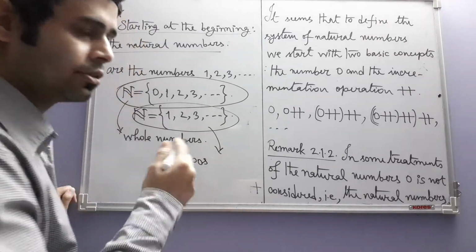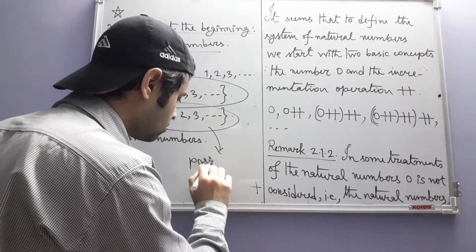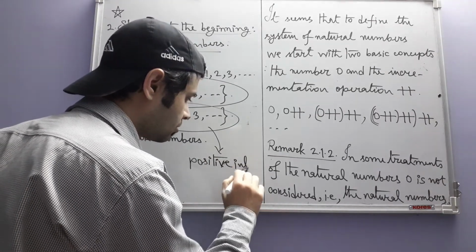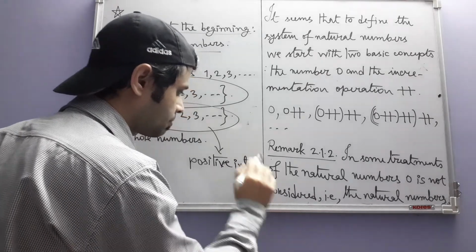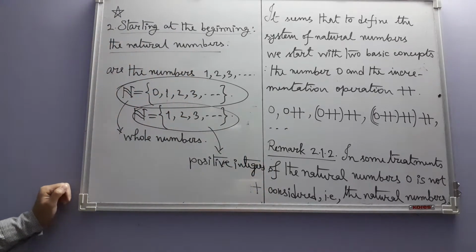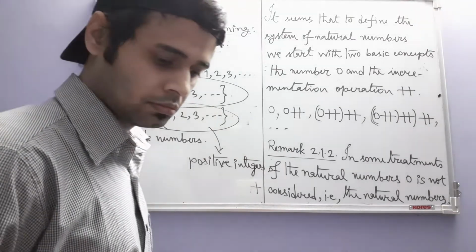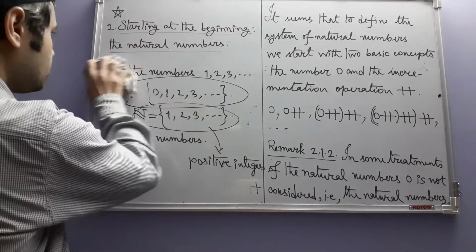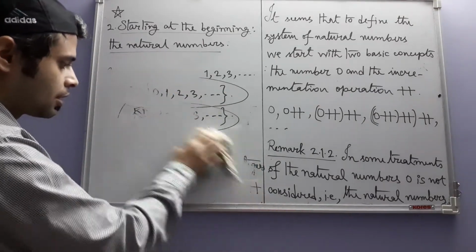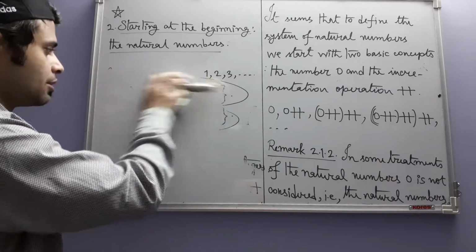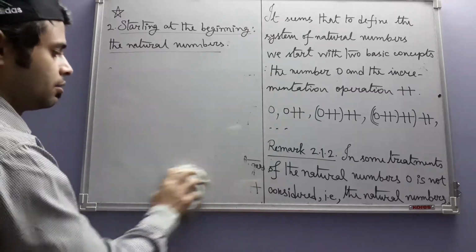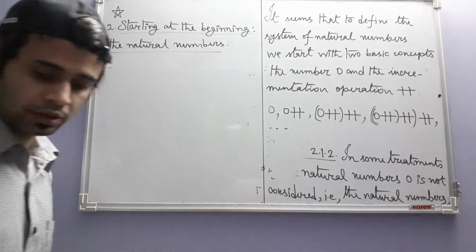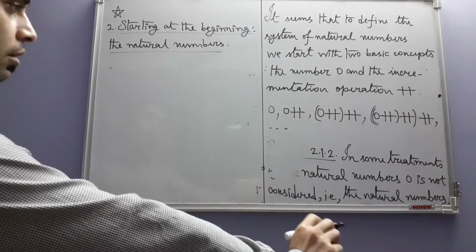Eventually, when we introduce integers, they will become the positive integers. So that's just a notational remark. Now we will define these symbols 1, 2, 3, etc.